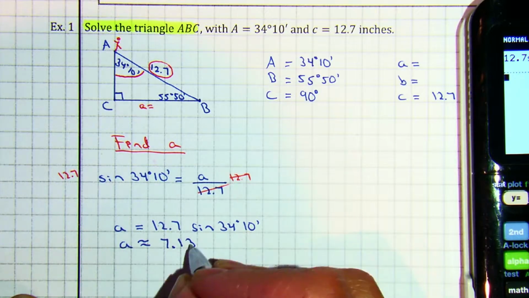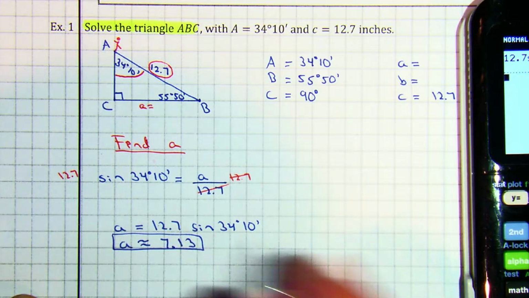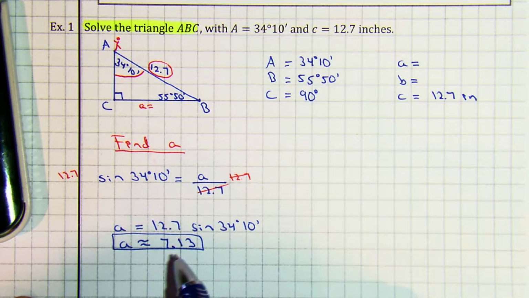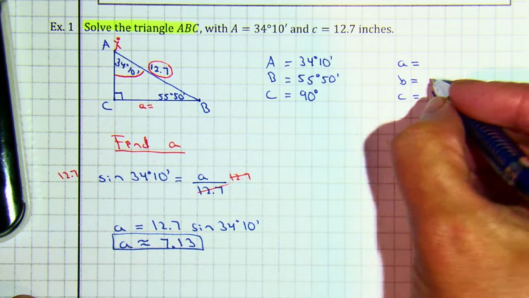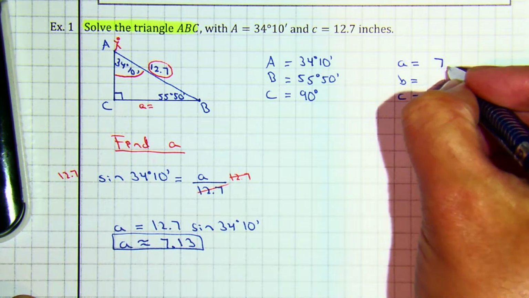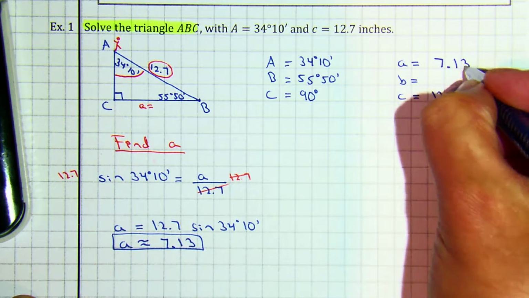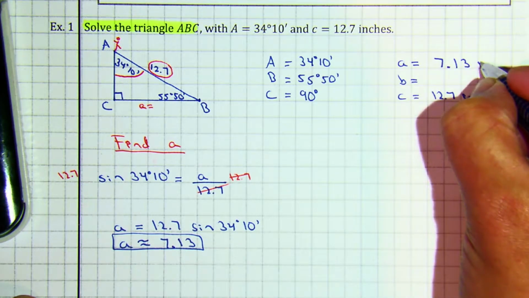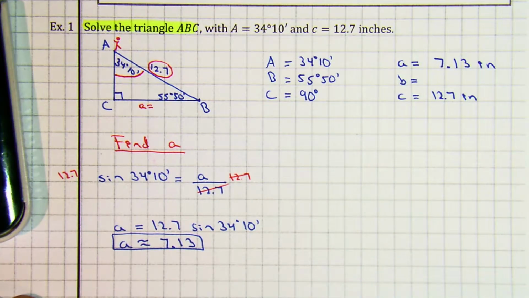Now, some books might tell you how many decimals you need. Some other books might tell you to use the significant figures. Because they have 3 digits in here, I need 3 digits as well. But for now, 2 decimal places is fine for me.